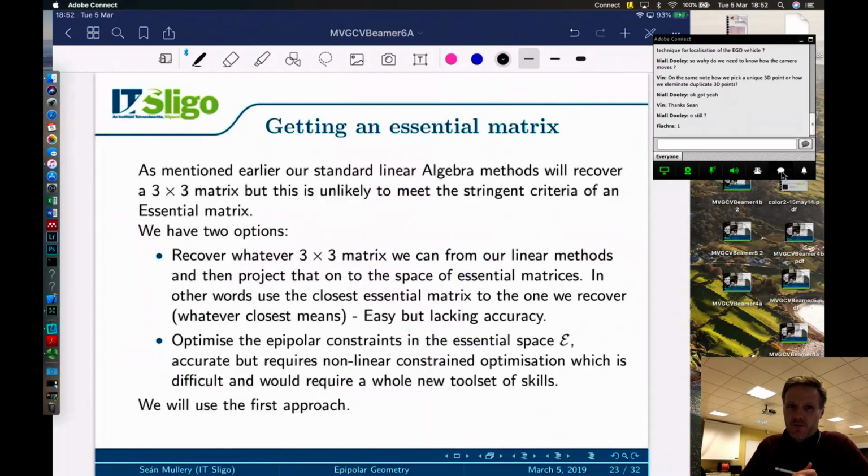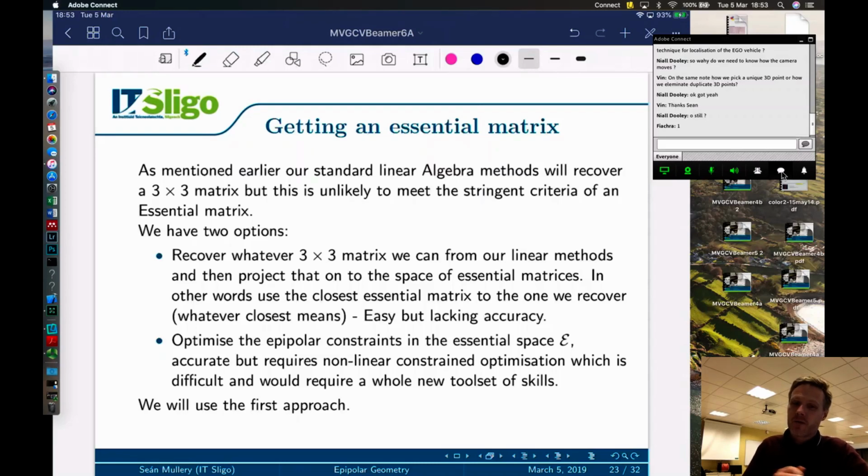So getting an essential matrix, how do we do it? As mentioned earlier, our standard linear algebra methods will recover a 3×3 matrix, but this is unlikely to meet the stringent criteria of an essential matrix. So we have two options. Firstly, recover whatever 3×3 matrix we can from our linear methods, and then project that onto the space of essential matrices, onto this nonlinear space. In other words, we use the closest essential matrix to the one we recover. Whatever closest means, because of course this is an unusual space, it's not a proper metric space. So this is easy, but it lacks accuracy. But this is nonetheless the approach we're going to use.